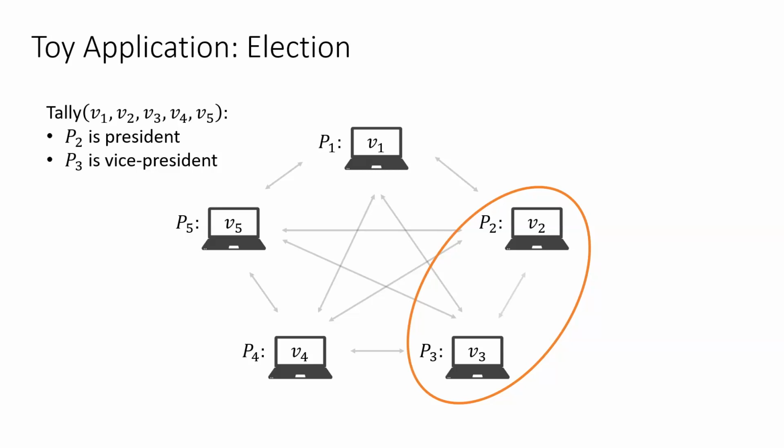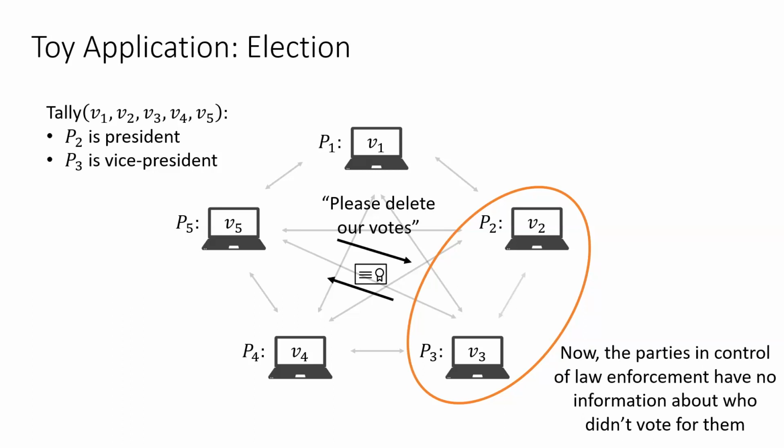So now, what would everlasting security transfer allow us to do? Well, it would allow the citizens to request that the elected parties delete their votes, okay? And give the guarantee that after the protocol completes, these elected parties have statistically no information about who did or didn't vote for them.